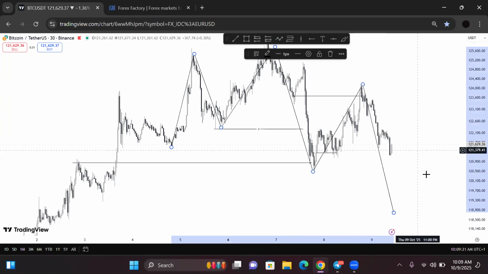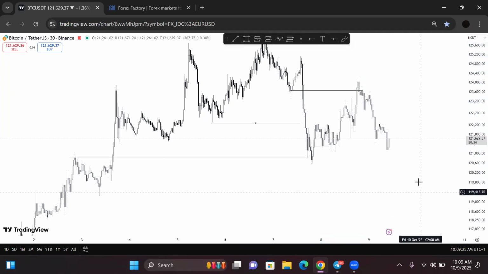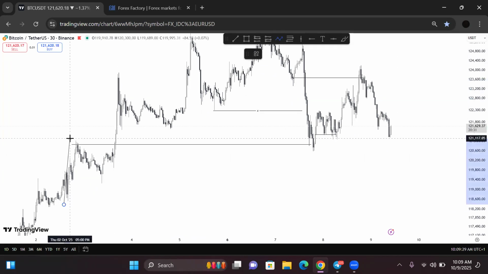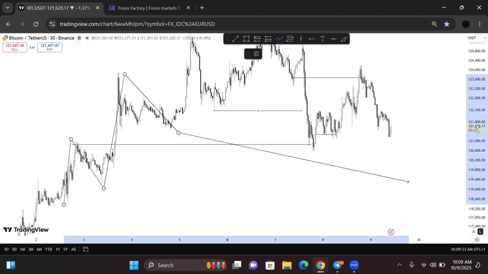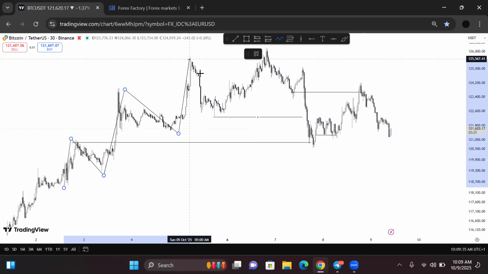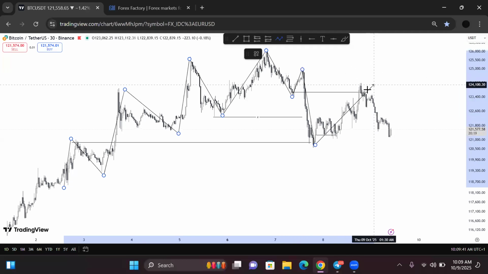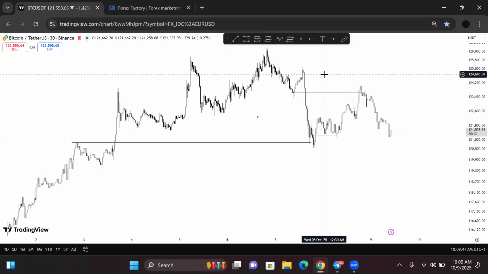So this is one structure I'm getting on BTC. And then we have another structure here. Look at this structure: low, high, low, high, low. If you observe well, you can see that all these are like trend line liquidity. So it's possible that the market wants to take them out and continue buying from here. It wants to do something like this. So what I'll do in this type of situation, I'll wait.